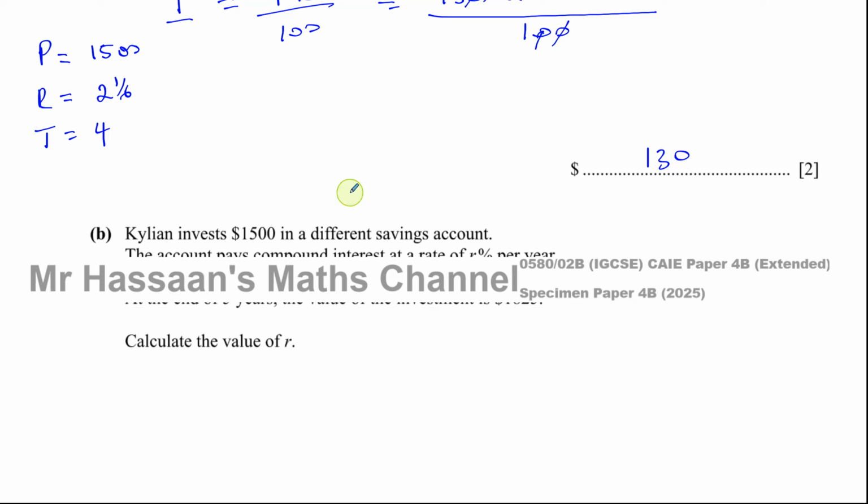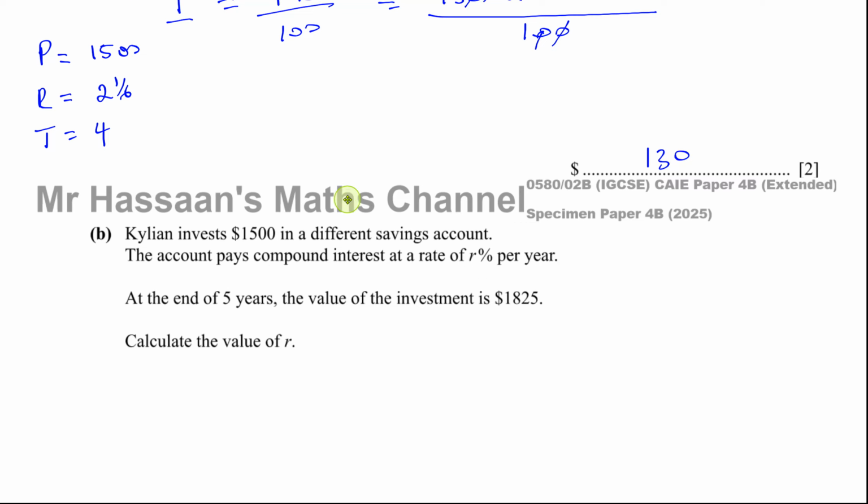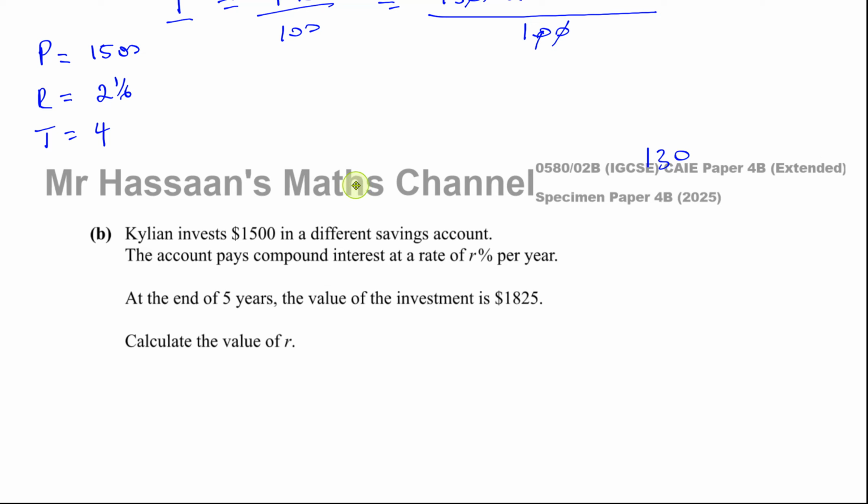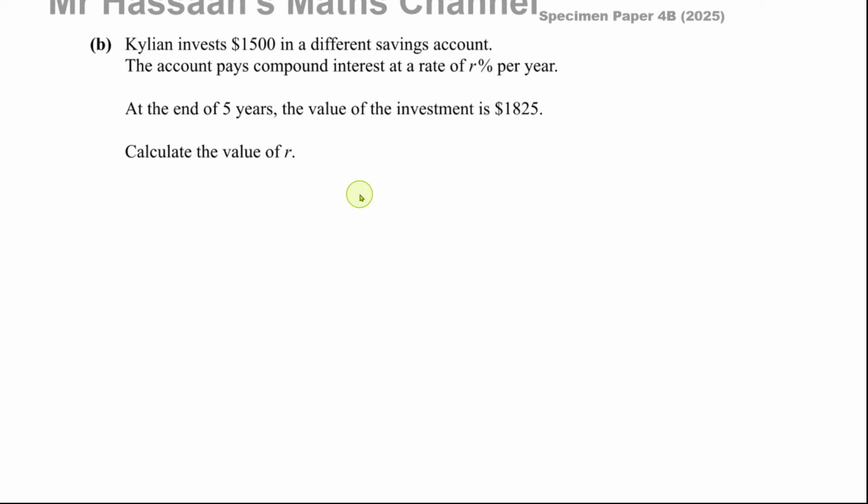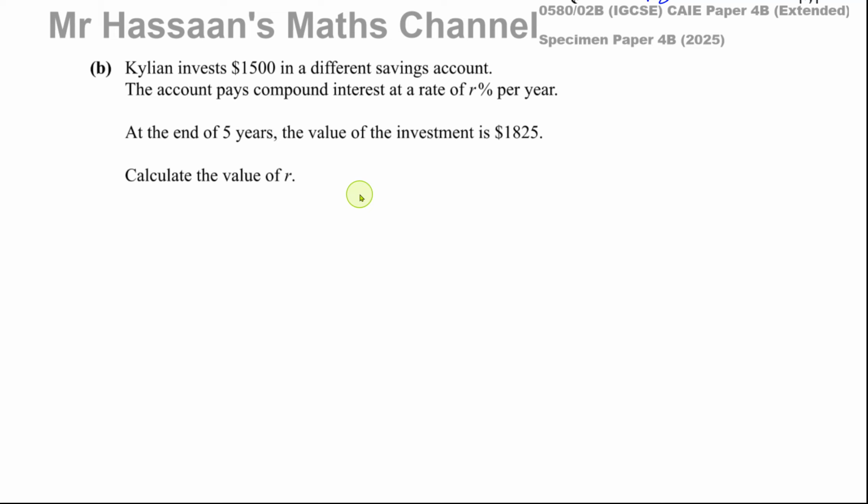Now part B, it says Kilian invests $1,500 in a different savings account. The account pays compound interest at a rate of R% per year, and we have to calculate the value of R. So now we're dealing with compound interest. Now compound interest is always based upon the amount in the previous year. So simple interest is always based upon the amount in the original year, whereas compound interest is based upon the amount at the beginning of the previous year.